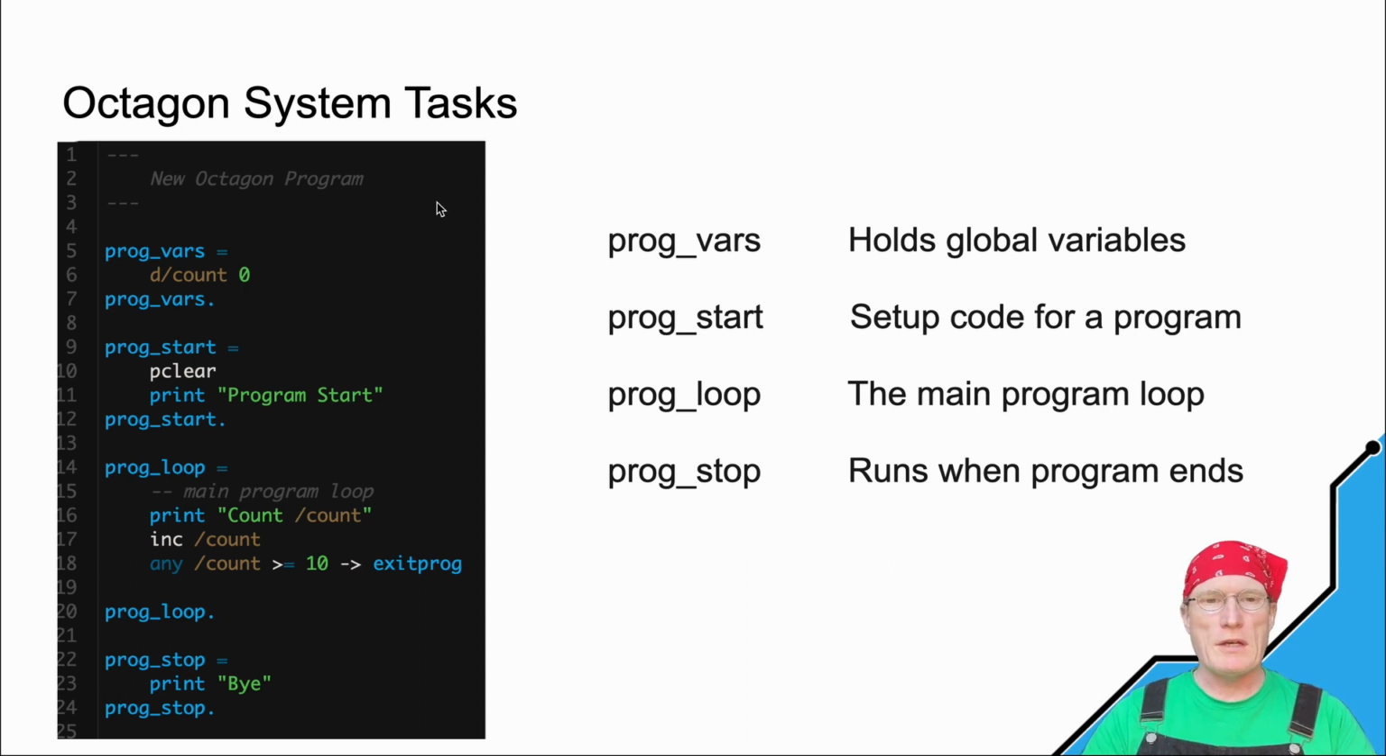Now, system tasks are tasks that belong to Octagon and are used by Octagon. And they are things like the prog_vars task here, which is where you declare global variables, the prog_start task, which is where you basically put code that you want to have run at the beginning of your program, and likewise the prog_loop, which holds code that will just run continuously while the program's operating, and then finally prog_stop. So these are all called system tasks because they're tasks that belong to Octagon. And one other thing to keep in mind about system tasks is that you can't call them in your programs. They are just always there and Octagon will deal with them. So you can't call these like you would normal tasks.